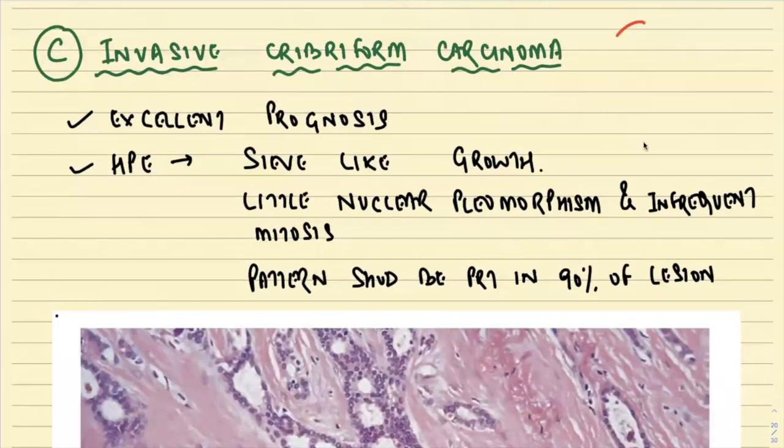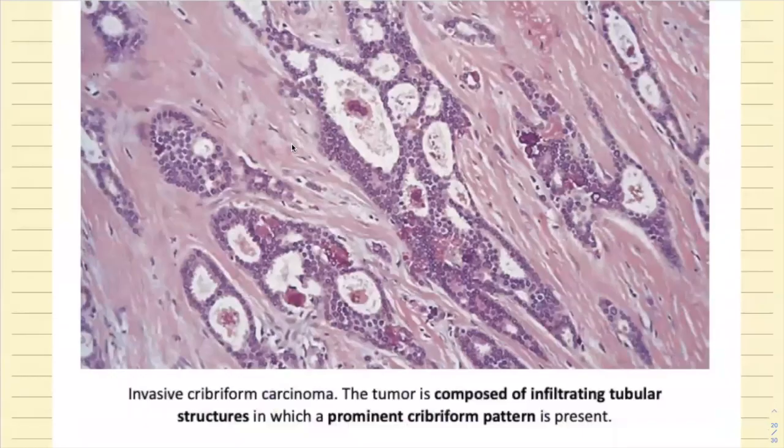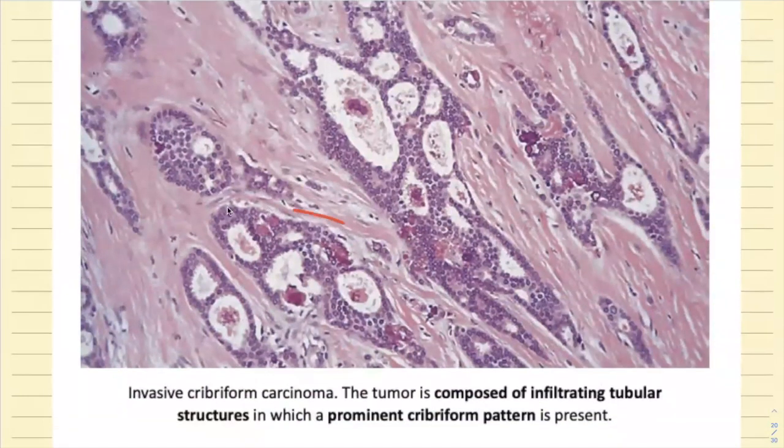Now the invasive cribriform pattern. Cribriform means a sieve. Sieve means a chakni, which has holes that we use for rice, for taking out any kind of dust or other grains from the rice. We are using a sieve. So cribriform means sieve. So this tumor has an excellent prognosis, and histopathologically they are sieve-like. Why am I saying it is like a sieve? Can you appreciate? This is the entire tumor and it has holes inside of it.